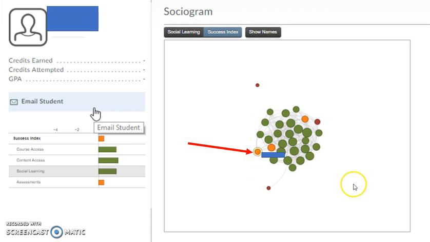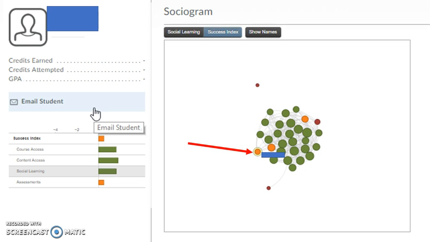And so what I would do is I would take a look at what's going on here. He's performing poorly on assessments. However, he's doing fairly well within the social learning. He must be scoring well on his discussions. He's on the outside, so he's not connected to as many students, but it's important to note that some students rely on the discussion category for a boost in their grade, and I believe he is one of those.